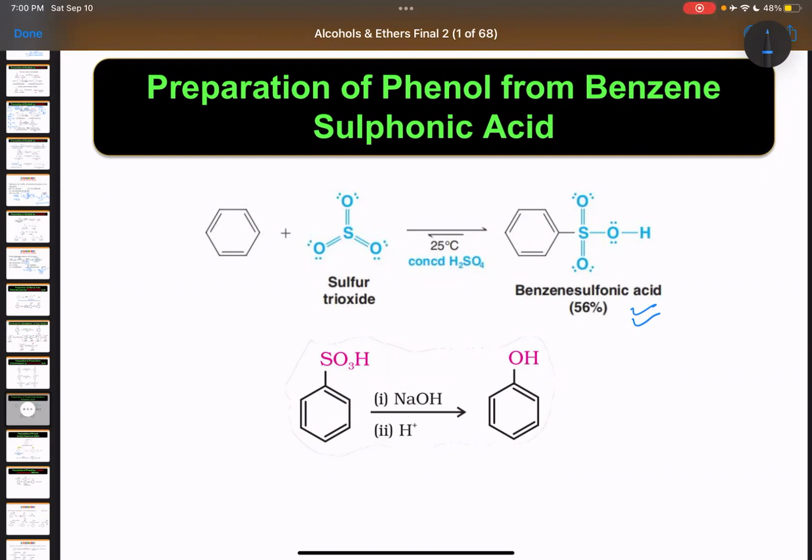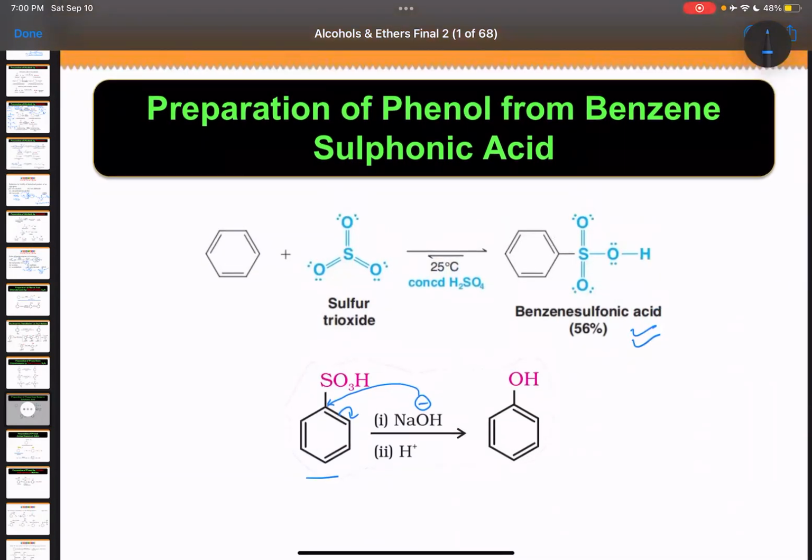Once you have benzene sulfonic acid, you heat it with OH-, and the same mechanism will happen here also. That bimolecular nucleophilic aromatic substitution, the SO3 is going to come out. Same reduction is going to happen. So this is the preparation of phenol via sulfonation.